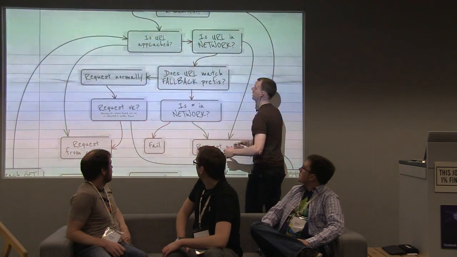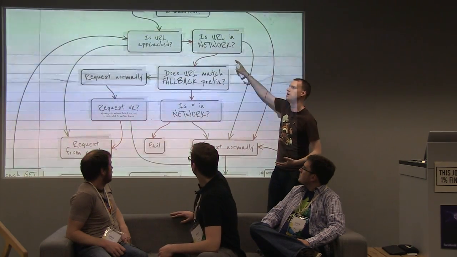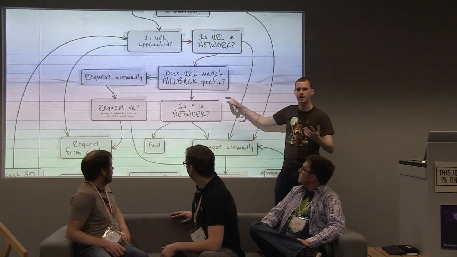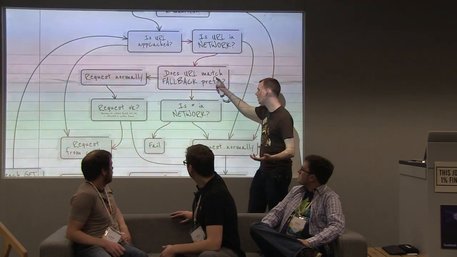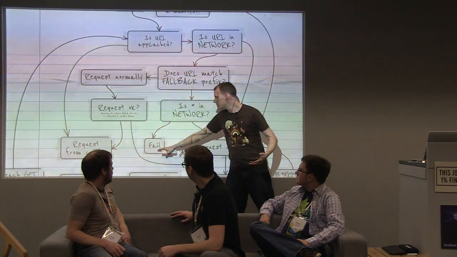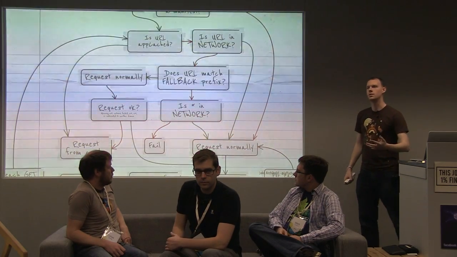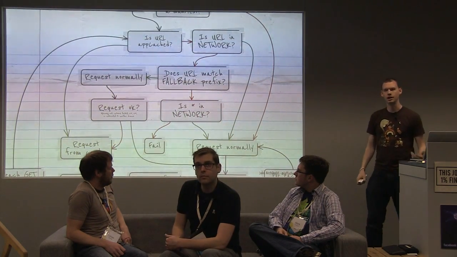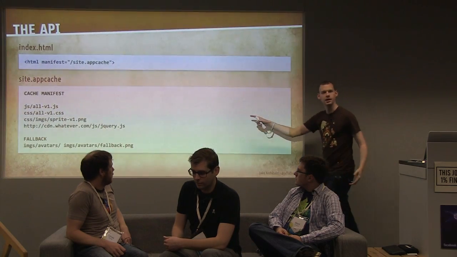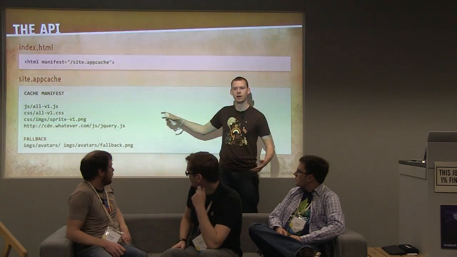So is the URL app cached? No. Is the URL in the network section of the manifest? No. Does the URL match a fallback prefix? No. We've got one for avatars, but not one for Bruce's cat, so no. Is there a star in the network section? No. So the image will fail, and the picture of Bruce's cat will not appear. It'll appear as if there was no network. Even if you're online, the picture of that cat will fail to download. There is nothing here, to me, that suggests that pictures of Bruce's cat should not load.